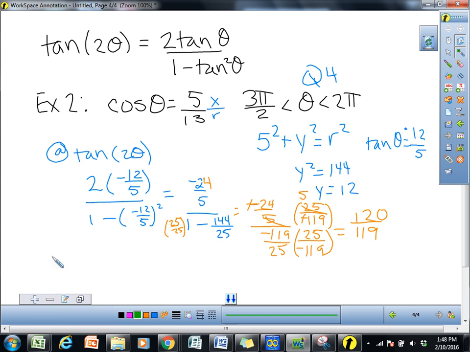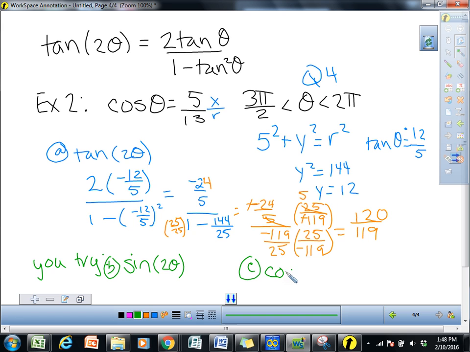Alright. So you try: find sine 2 theta with the same angle and cosine 2 theta with this angle. Actually, yes, let's add one more problem.